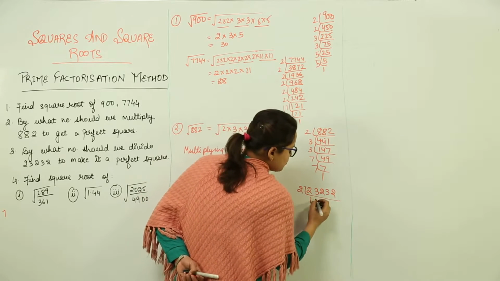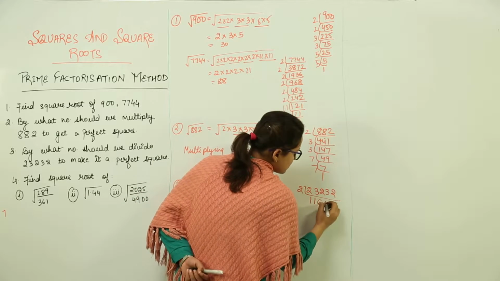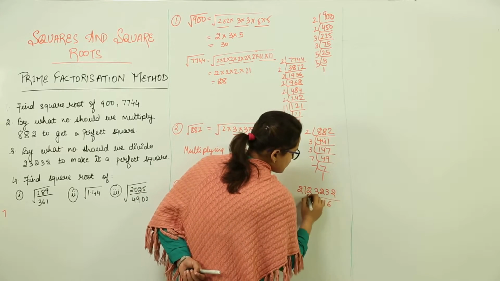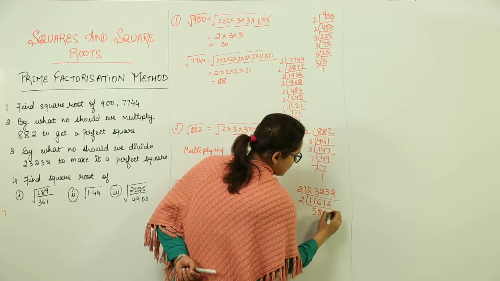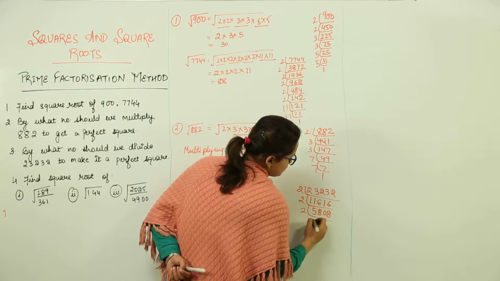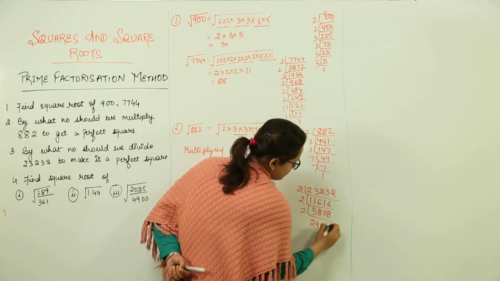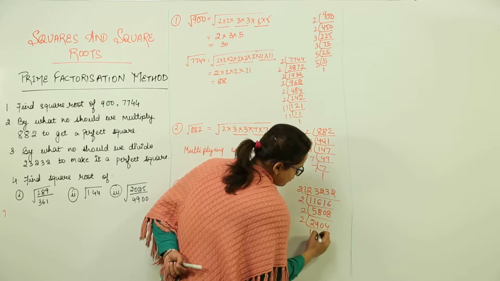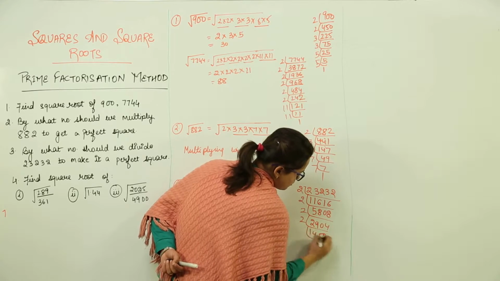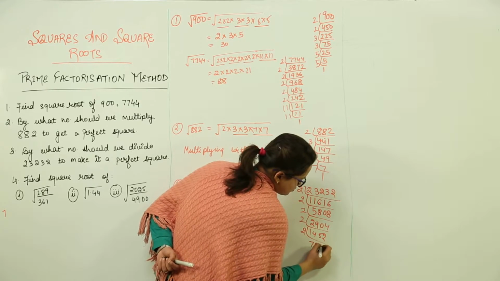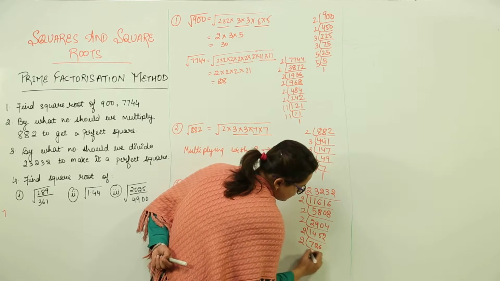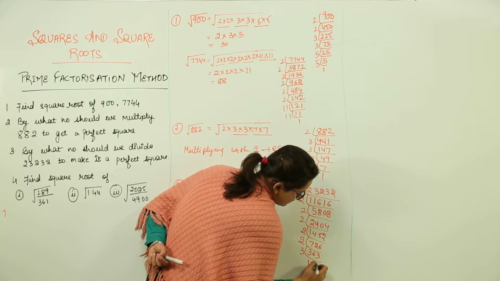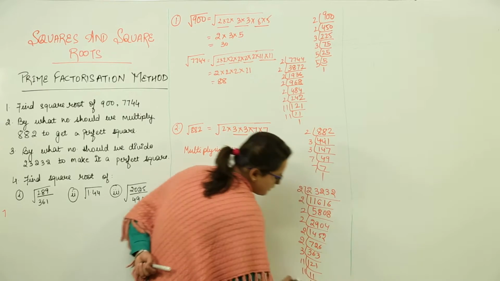2 1s are 2, 2 6s are 12, 2 5s are 10, 2 8s are 16, again 2 8s are 16, 2 2s are 4, 2 9s are 18, 3 1s are 3, 3 2s are 6, 3 1s are 3, 11, 11 and again 11.